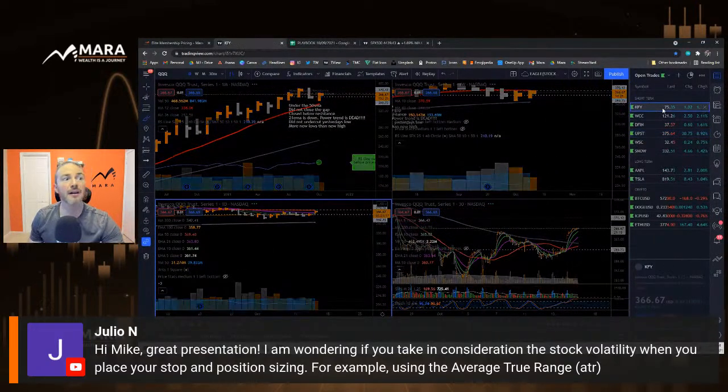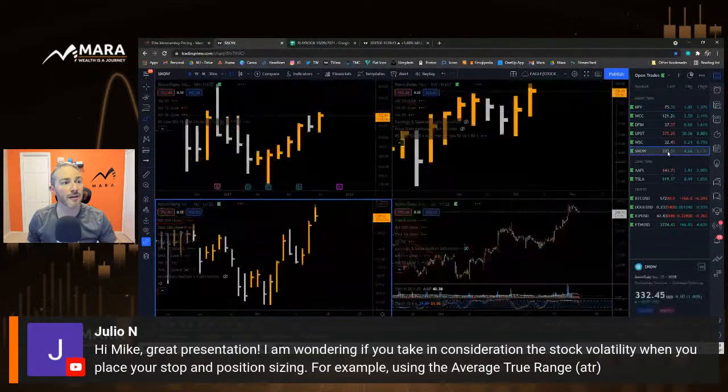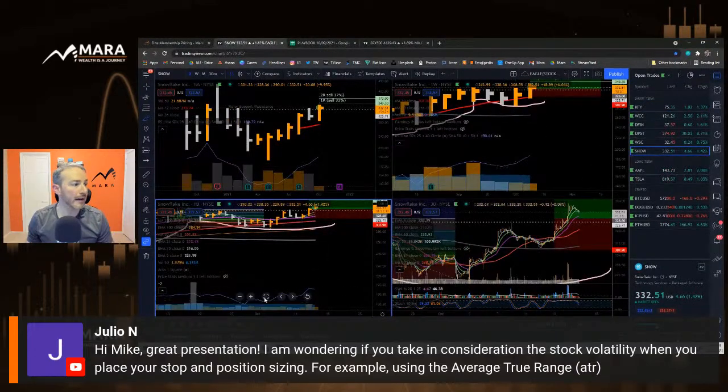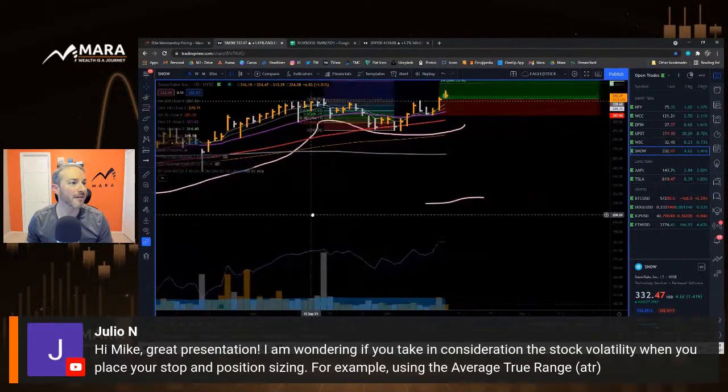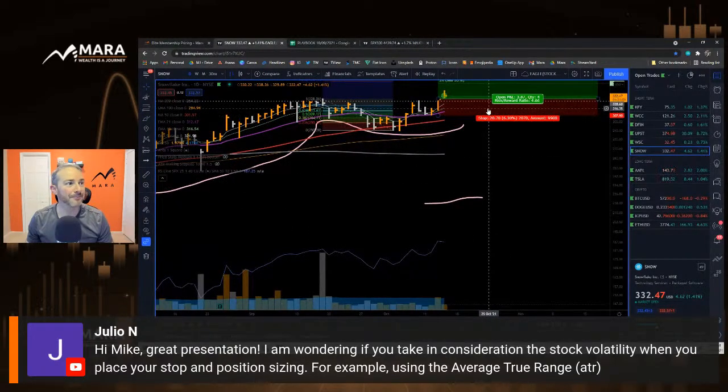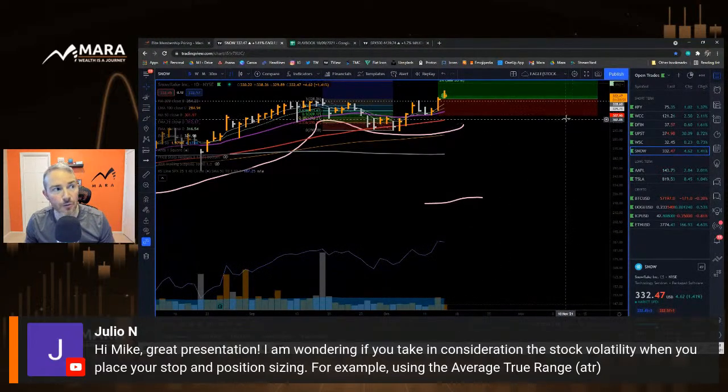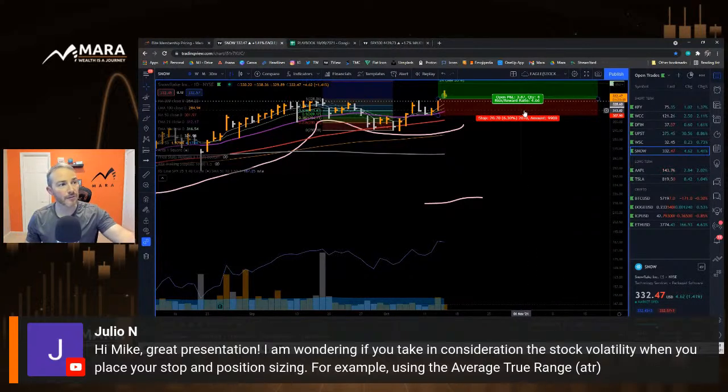That's where, let's use a couple of other examples. Snow was a trade that I took this morning, right? Anyway, if I'm entering at 328.60, and my stop is at 307.90, you could see right here on TradingView that the distance between my entry and my stop is 6.3%.